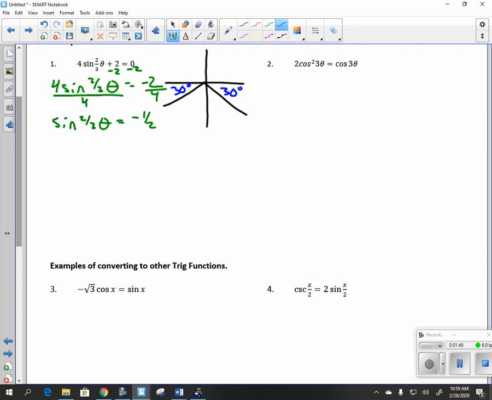You've seen that come up a few times, right? That the sine of 30 is a half, right? Okay, so there it is. So therefore, sine is gone. What remains? 2/3 theta. I have two angles. What are the two angles? 210 degrees and 330 degrees.